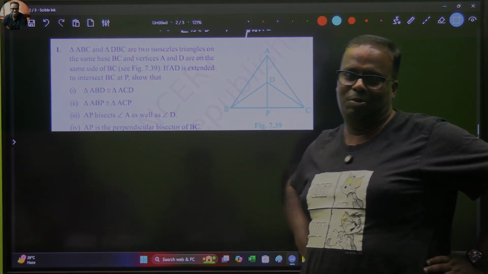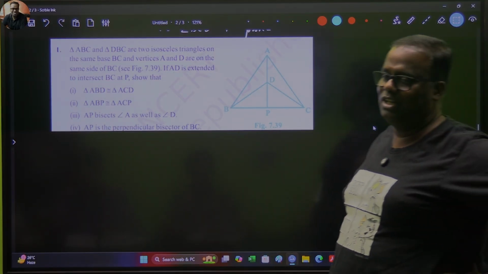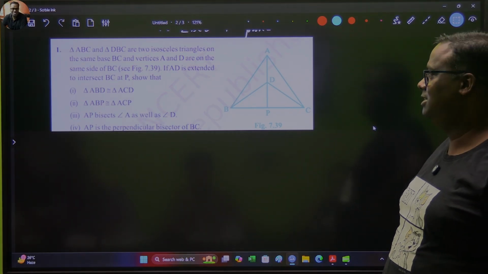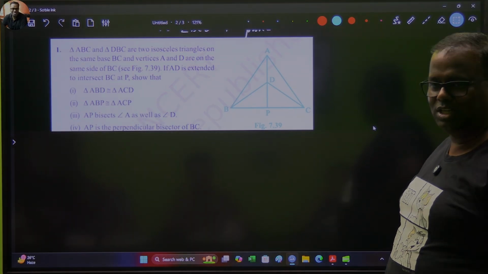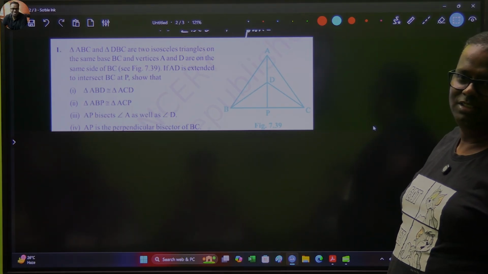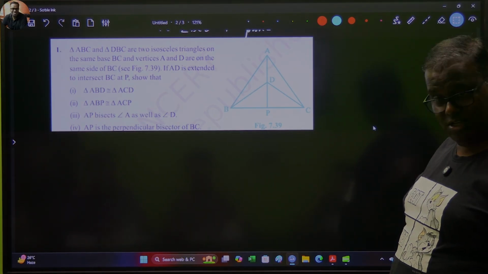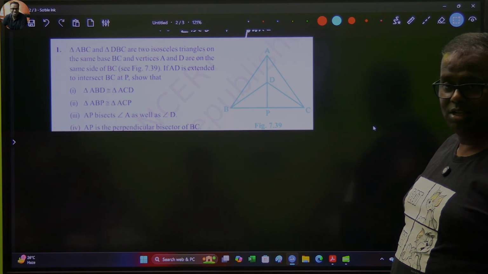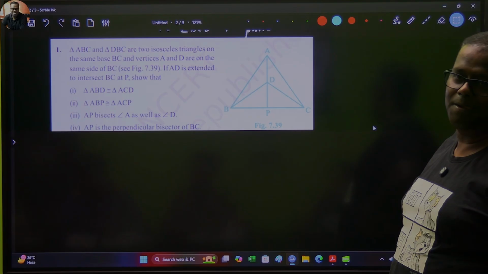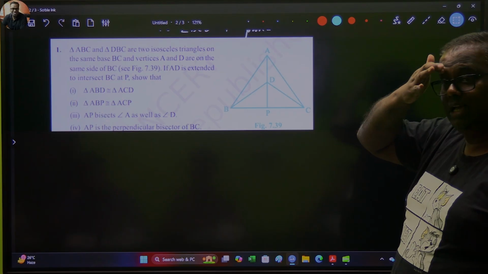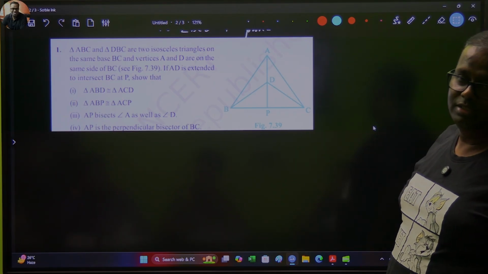I don't know. I mean, what fun you are doing in the class. This is fun, according to me. You're not attending. What are the congruence criteria we have? RHS is the last one we studied. ASA? Okay. Very good. Angle side. Angle side is a corollary.